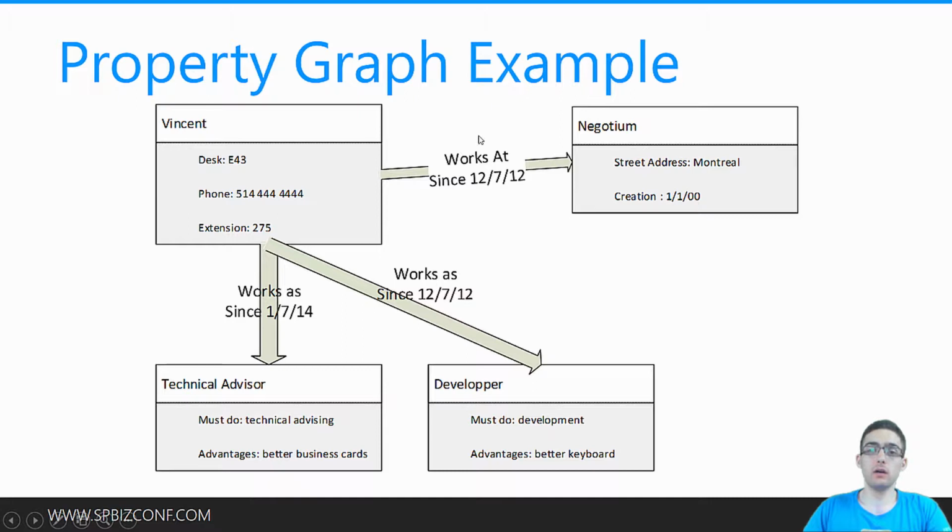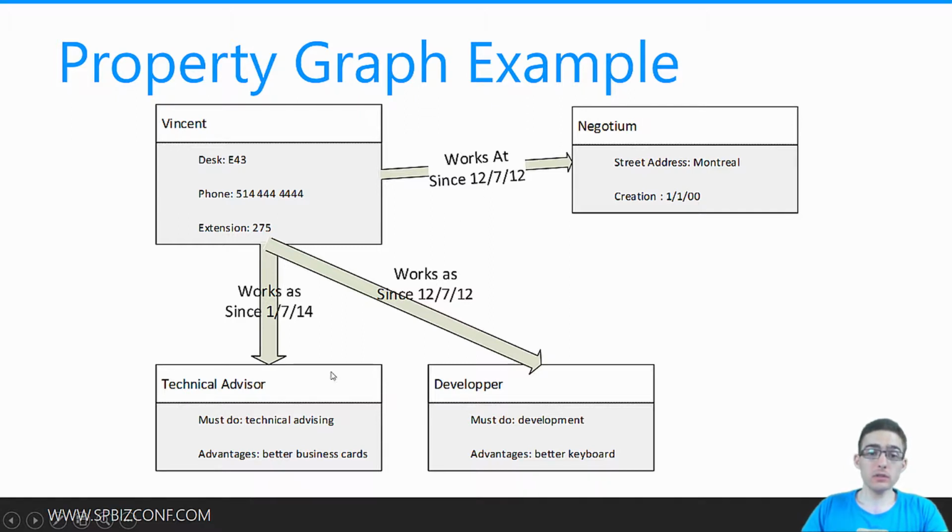So the idea is that nodes express entities, and generally the links express actions or things like that. So Vincent works at Negotium, so that makes sense when you read it. You don't have to express a complicated request to express that idea. And on that link we have properties. Vincent works at Negotium since the 12th of July 2012, and so on.